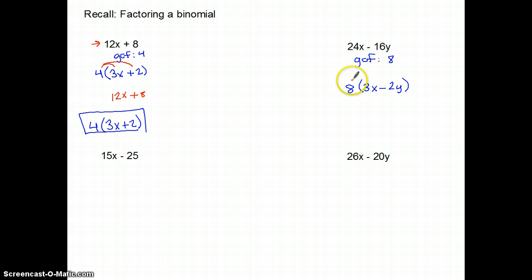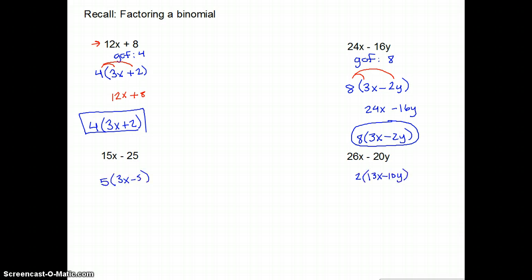If you'd like to check your answer, you may distribute the 8 back in and it should match your original binomial. So 8 times 3x is 24x, and 8 times negative 2y is negative 16y. Since that does match my original binomial, we did factor correctly. And your factored form is 8 times 3x minus 2y. Go ahead and take a moment to pause the video and practice the next two on your own. You should have 5 times 3x minus 5 for the first, and 2 times 13x minus 10y for the second.